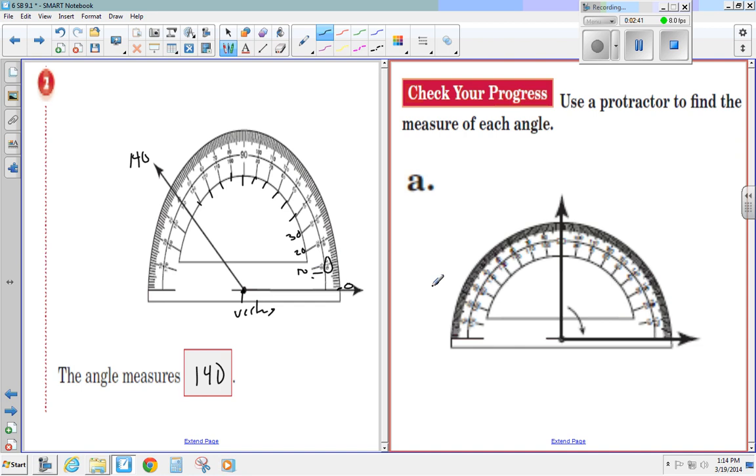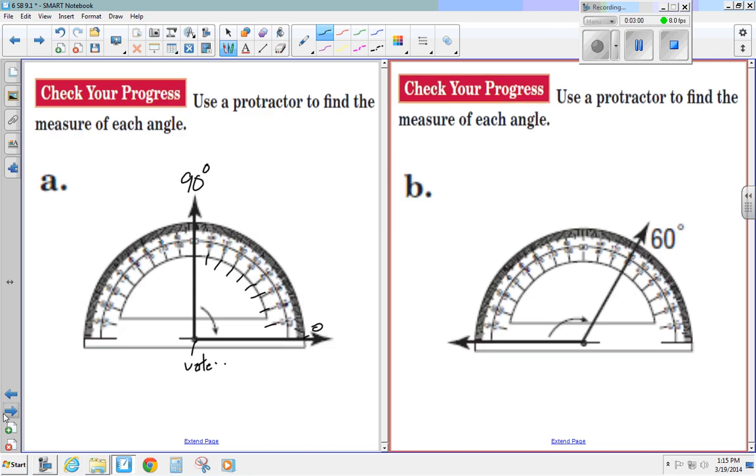So if we use this protractor here to measure this angle, again on the vertex, you're starting right here at 0, so it's 10, 20, 30, and then 90 degrees. So 90 degrees is your angle measure.